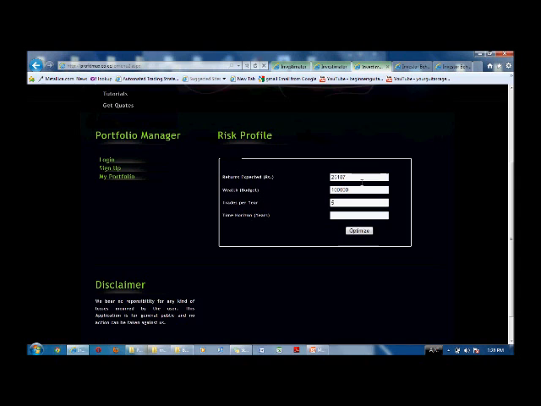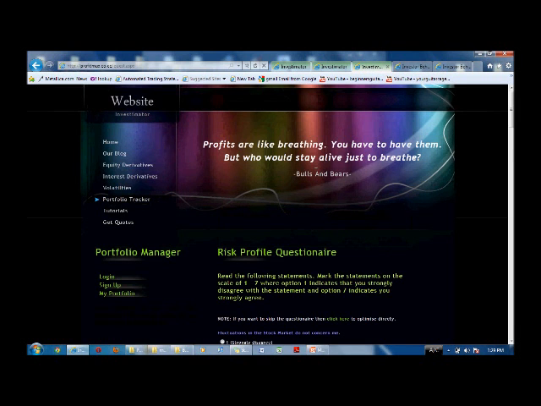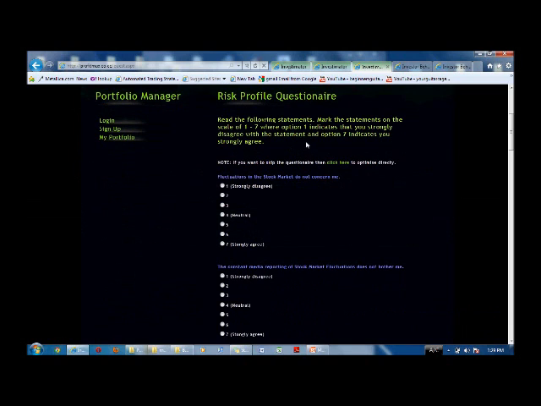And the time horizon for which he wants to keep his investment in the portfolio. We currently take it as 2 years. The user will then click on Optimize. This will lead to another page which consists of the risk profile questionnaire.